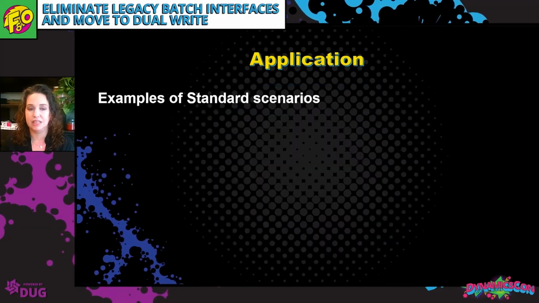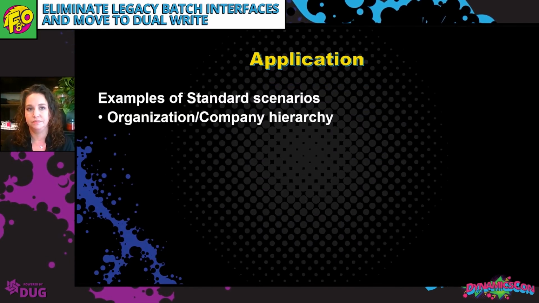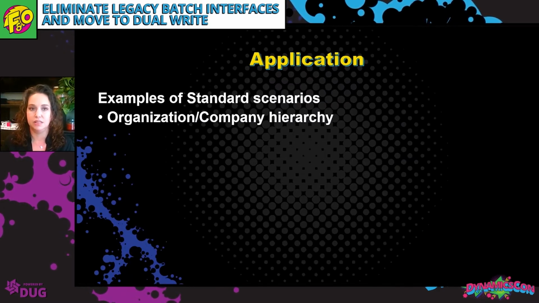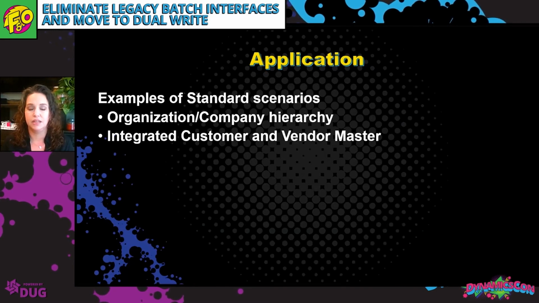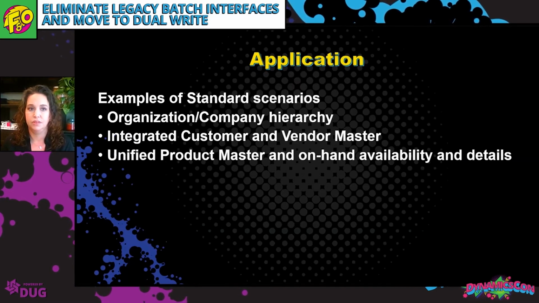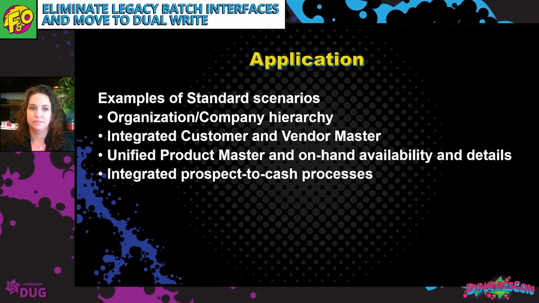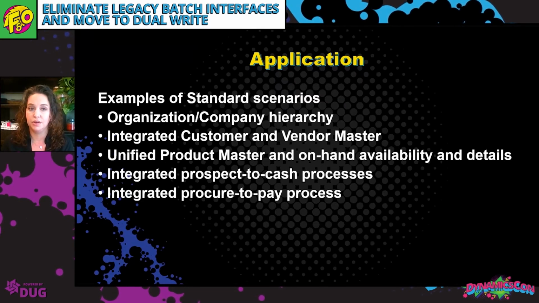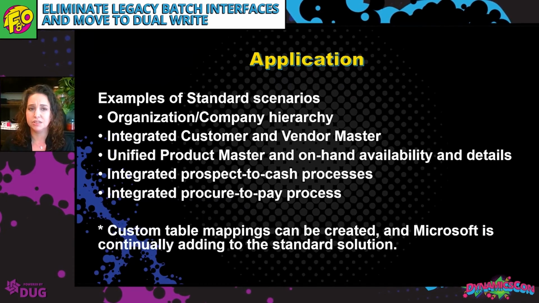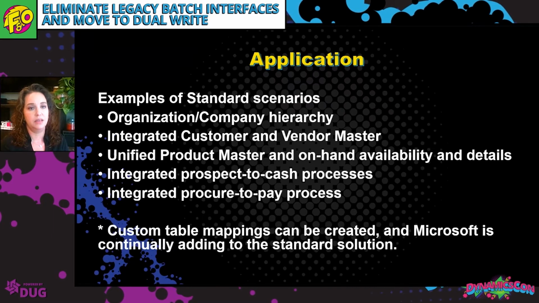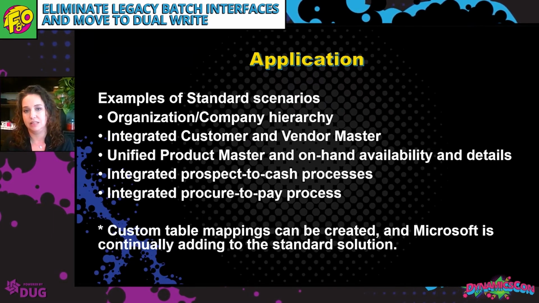Here are some examples of standard scenarios where you could use dual write to integrate your systems. As I said earlier, the organization and company hierarchy from F&O into the CE apps, your integrated customer and vendor master, unified product master and on-hand availability and details, integrated prospect to cash processes, integrated procure to pay process, including vendors and purchase orders. Additional custom table mappings are able to be created, and Microsoft is continually adding to the standard solutions.